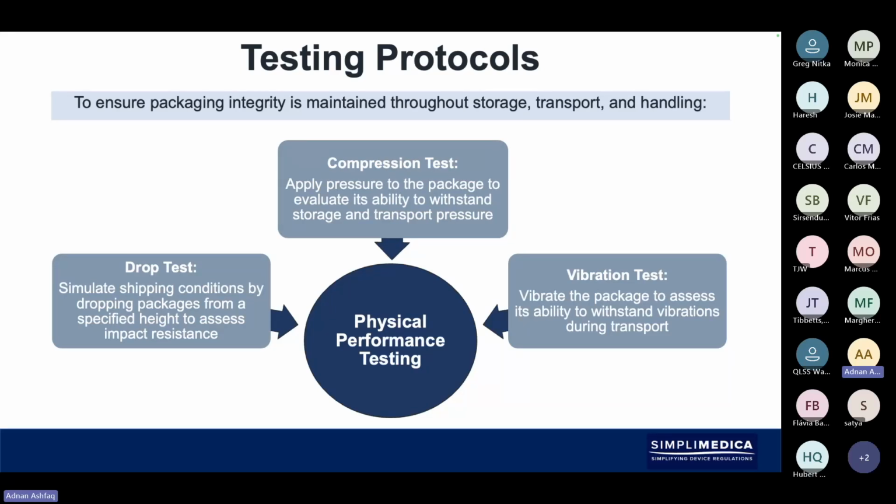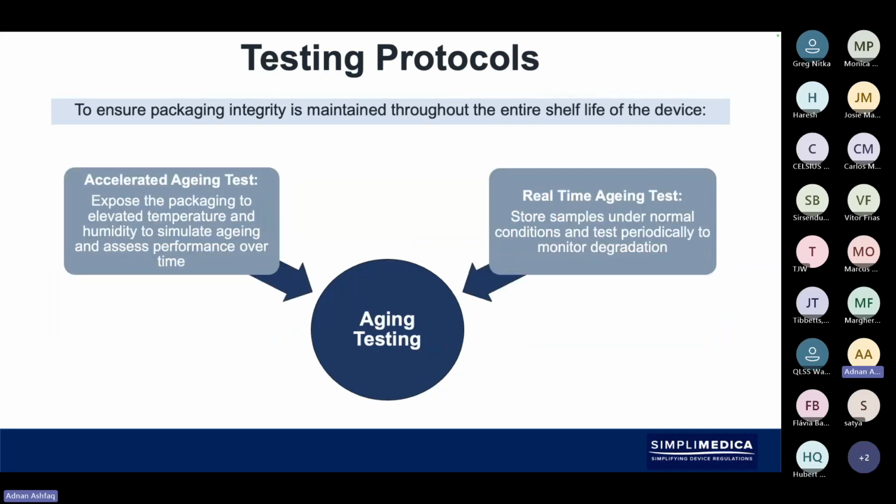When you're looking at the transportation testing, we talked about the ISTA and the ASTM D4169. You're looking at drop testing, compression testing, and vibration testing. That tests for physical performance testing. Then you're looking at also the aging testing for the shelf life. You would do accelerated aging testing and then real-time aging testing.